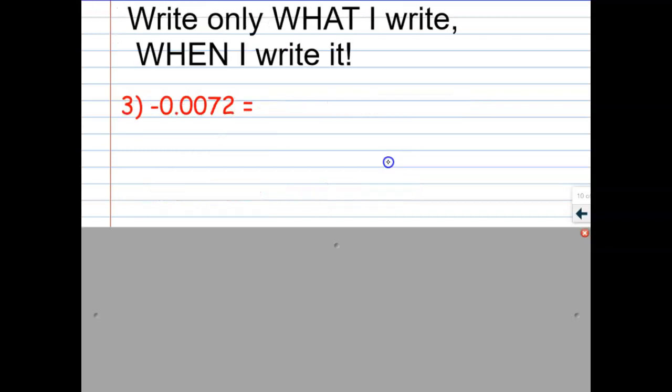What about our little bitty decimal friends here? Again, go ahead and pause and write it twice. Okay, so I'm going to park it there and I'm going to count. 1, 2, 3. My final step is 7.2 negative, because there's a negative sign in front there, times 10 to the negative 3 power, because this is a bitty little decimal number.